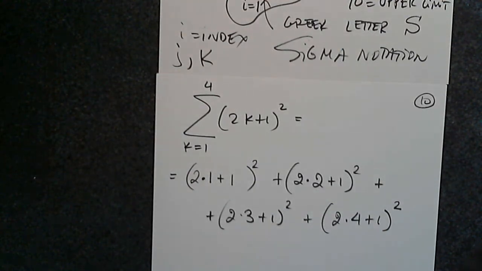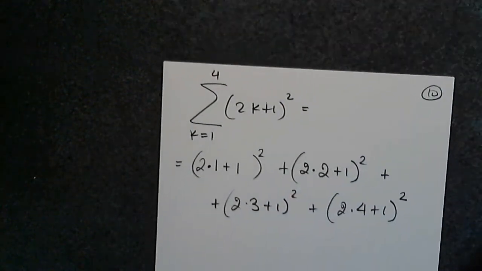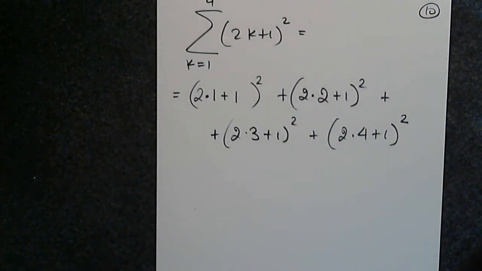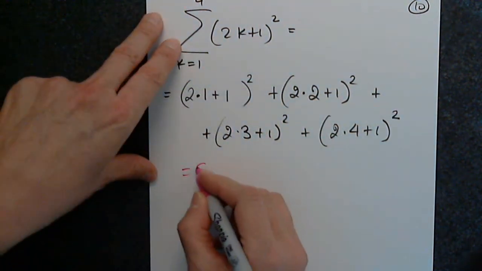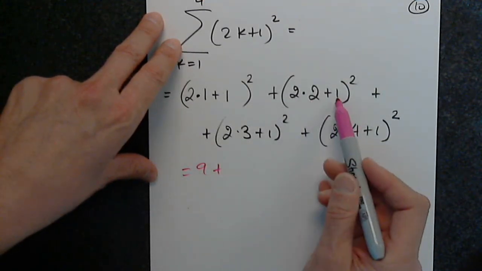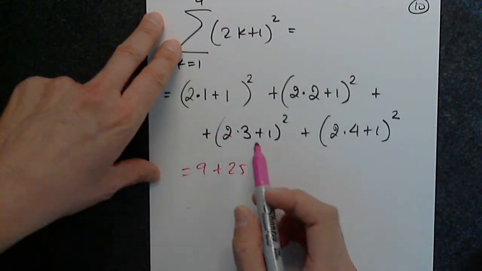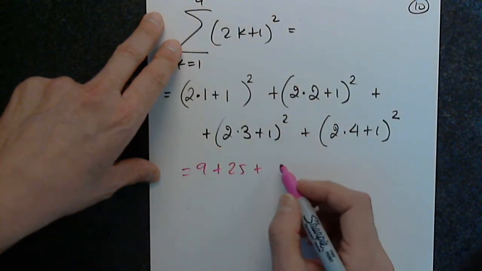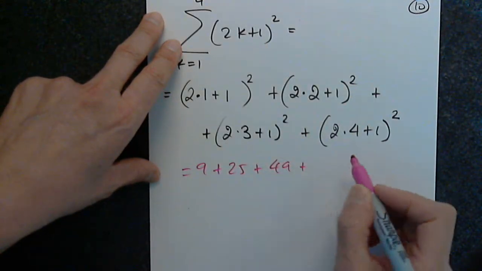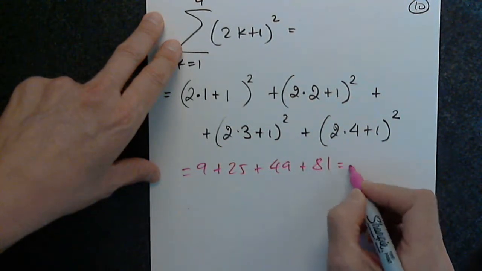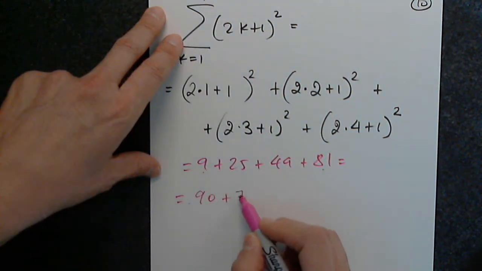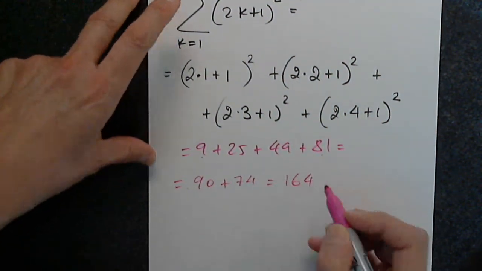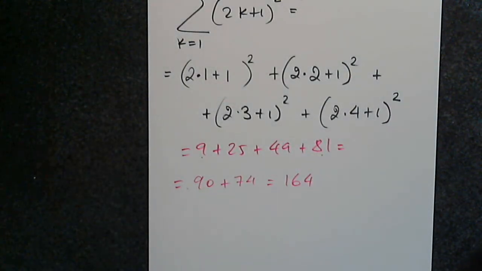Before we hit enter, let's calculate just this one by hand, just once. So you already told me 2 times 1 is 2, plus 1 is 3, and 3 squared will be 9, plus 2 times 2 is 4, 4 plus 1 is 5, squared is 25, plus 6 plus 1 squared is 49, and plus 8 plus 1, 81. So this is 90, and this is 74. So I got 164. These are my calculations, and now I would like to press enter.